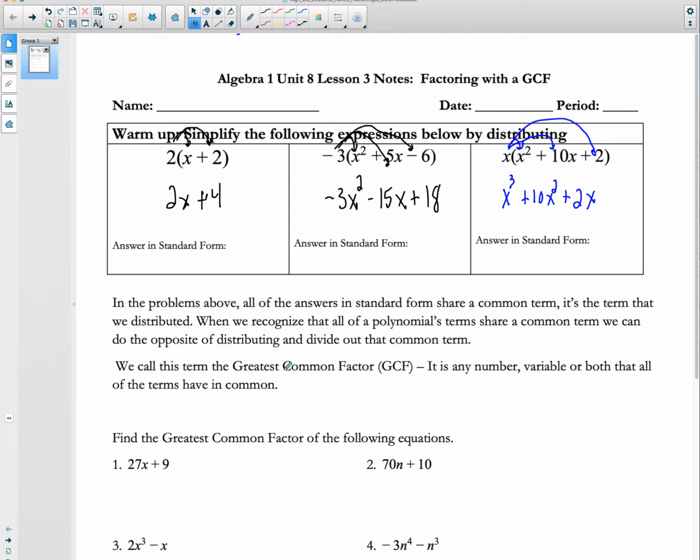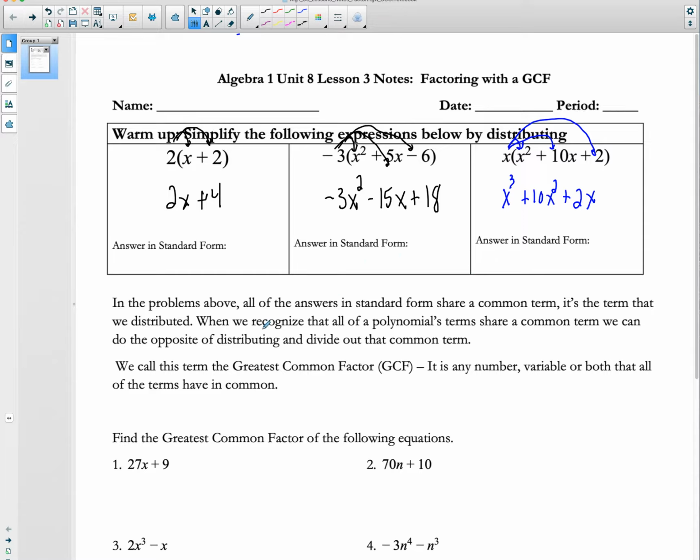All right, so now for today's lesson, that's distribution. So we're taking whatever's on the outside, we're distributing it, multiplying it times everything on the inside. Now what we're going to do is reverse that process. And this is a really, really big idea, not just for today's lesson, but in mathematics in general, that everything in math has an inverse operation, a way of undoing what we just did.